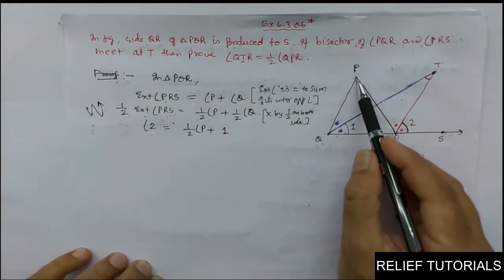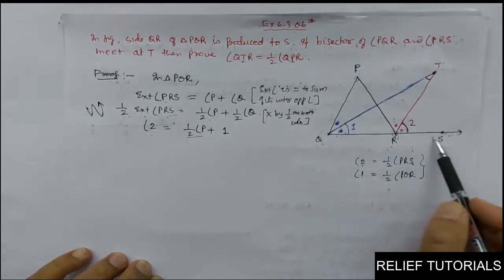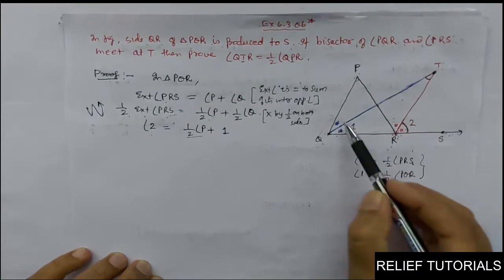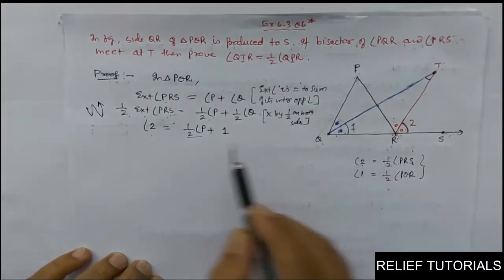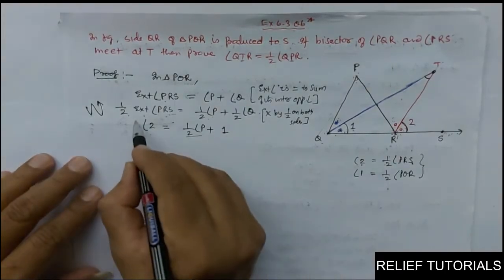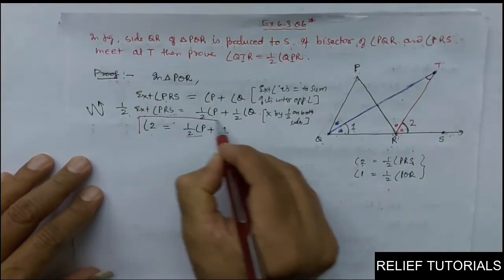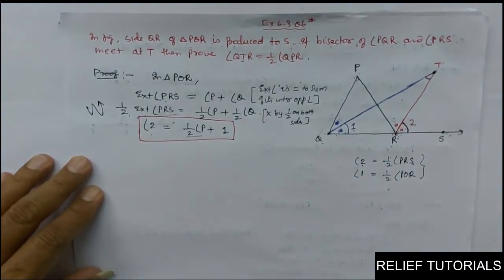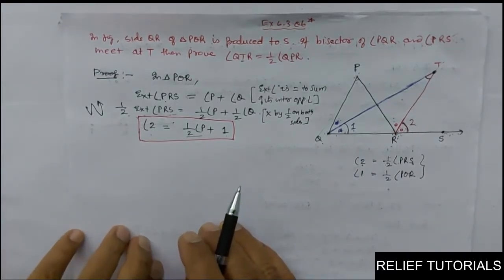Half of angle P, so I have written half of angle P, and half of angle Q. See, this QT is the bisector of angle Q. So these two are equal. So half of angle Q is equal to 1. So we got this result. Clear? That's all. Nothing. We have just used the theorem: the exterior angle is equal to the sum of its interior opposite angles. Then we have multiplied both sides by half.